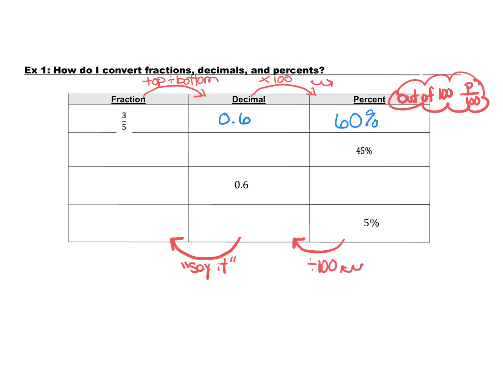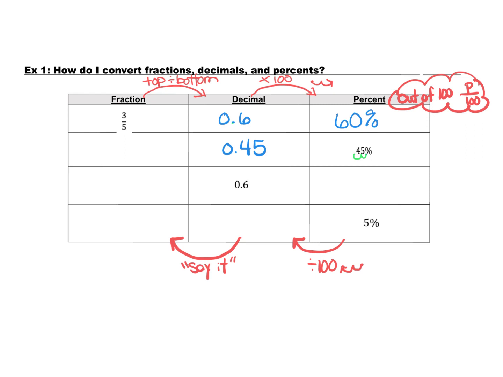All right, so now let's take a look at going from a percent to a decimal. Remember, going from a percent to a decimal, we're going to place the decimal back here, and we're going to divide by 100. So what's going to happen is we're going to move it 2 places to the left. And when you move it 2 places to the left for this one, you're going to have 0.45.